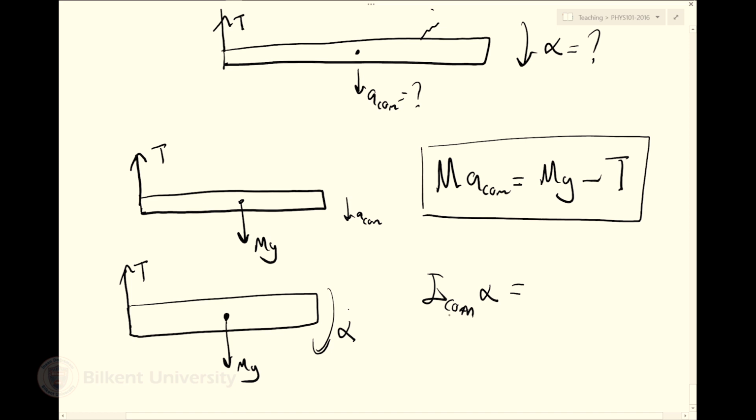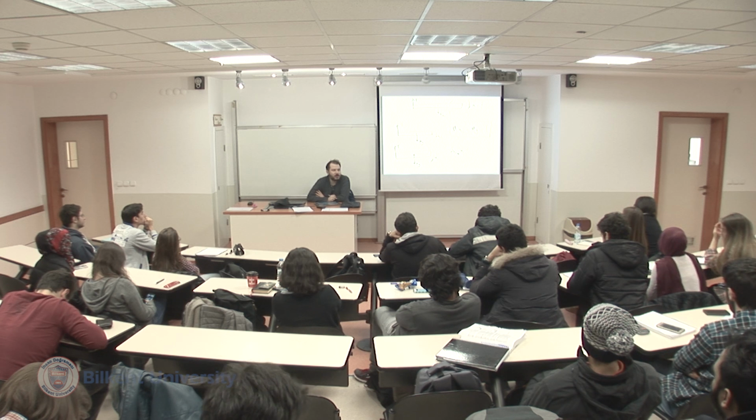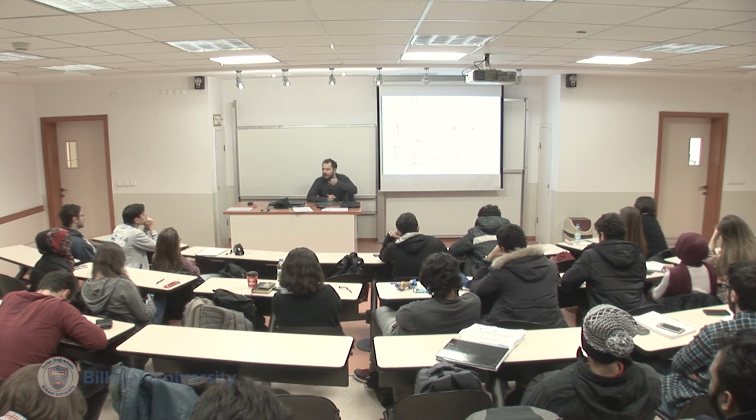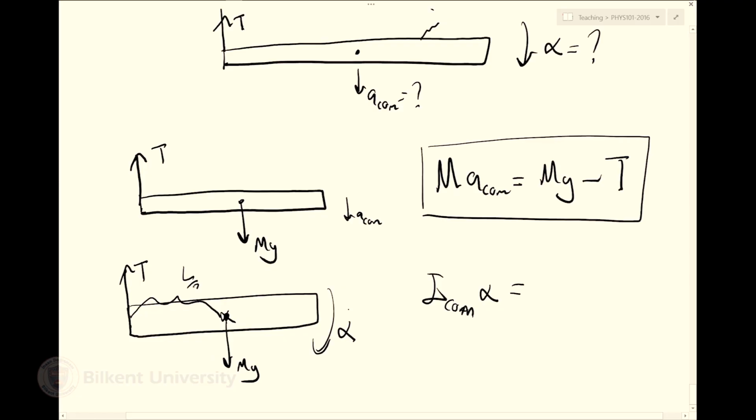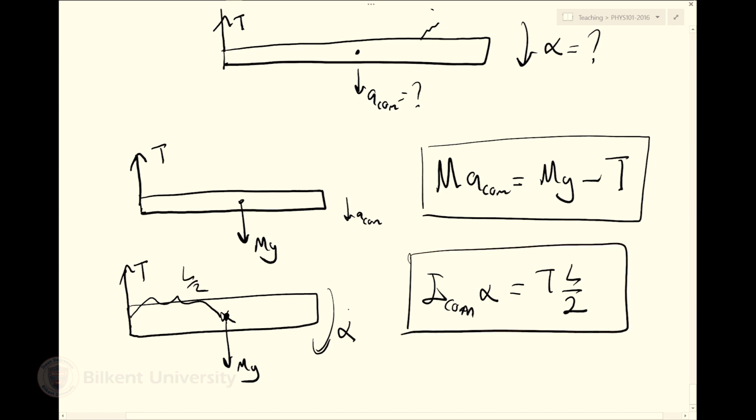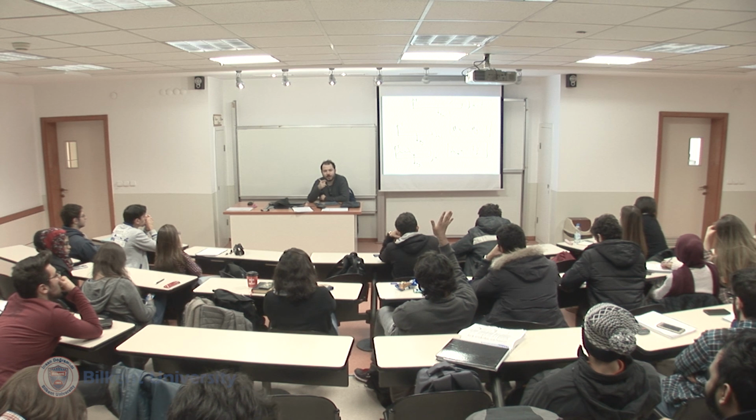This is written in the center of mass frame, so it's only going to be the torque created by the rope, right? So it's going to be T times L over 2. So that's my second equation. How many unknowns do I have? T, a center of mass, and alpha center of mass. So I need one more equation.